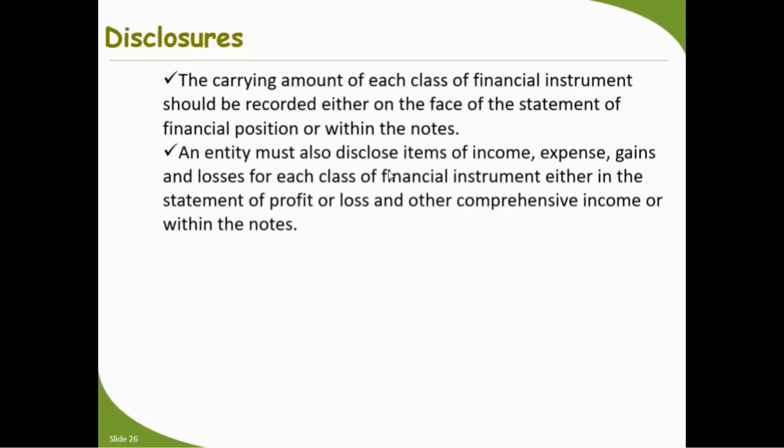There is also a requirement that you must disclose any income, expense, gain or loss for each class of financial instrument, either in the statement of profit and loss or in OCI, or within the notes. Because if you have stated fair value through OCI, in that case the gain and loss will go to OCI. So you can show it either on your statement of profit and loss face, on your OCI face, or in your notes.